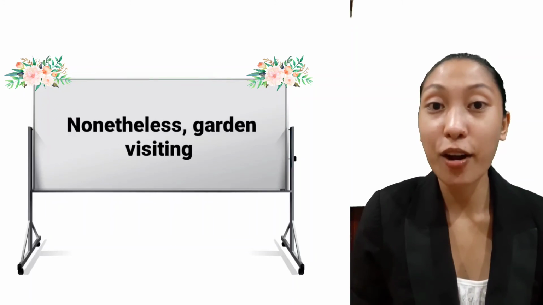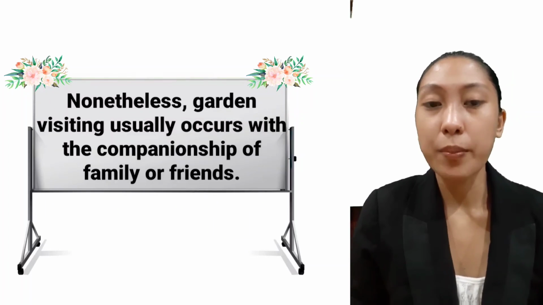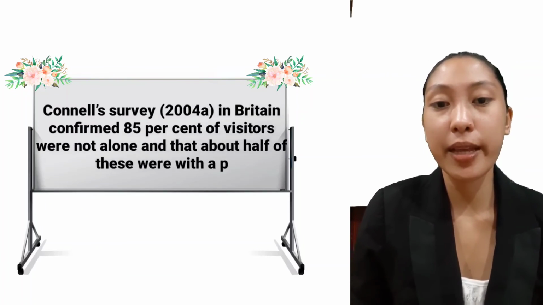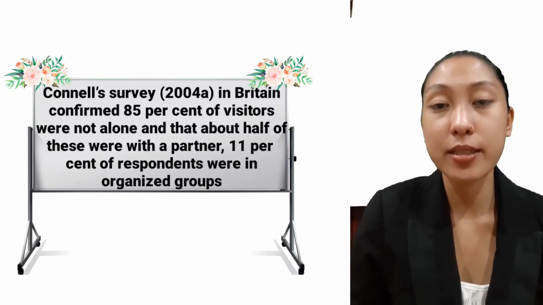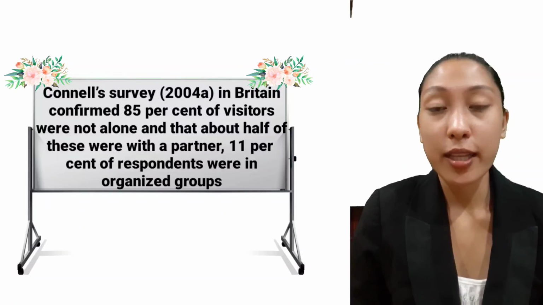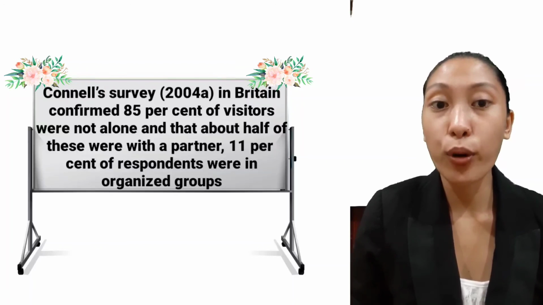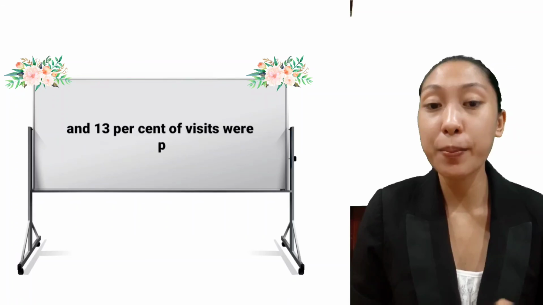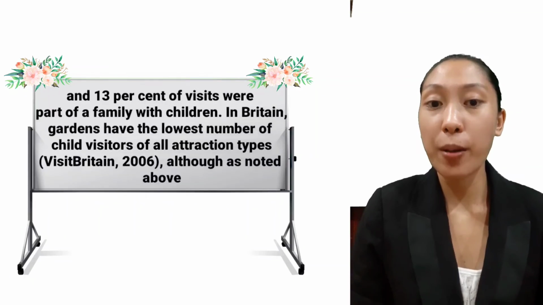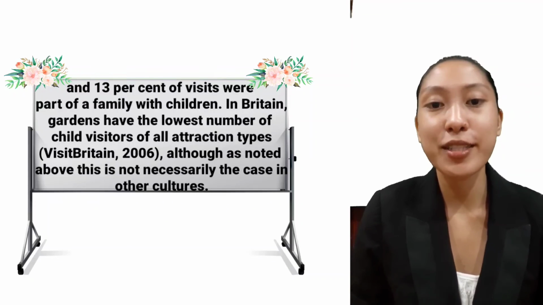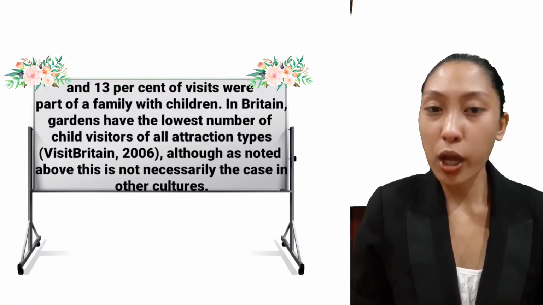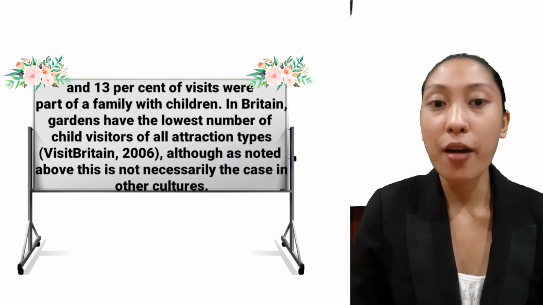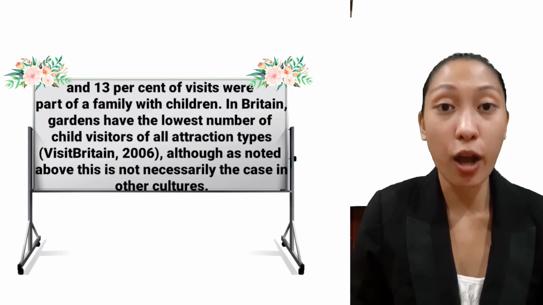So nonetheless, garden visiting usually occurs with the companionship of family or friends. Cannell's survey in Britain confirmed 85% of visitors were not alone and that about half of these were with a partner. 11% of respondents were in organized groups and 13% of visits were part of a family with children. In Britain, gardens have the lowest number of child visitors of all attraction types, although as noted above, this is not necessarily the case in other cultures.